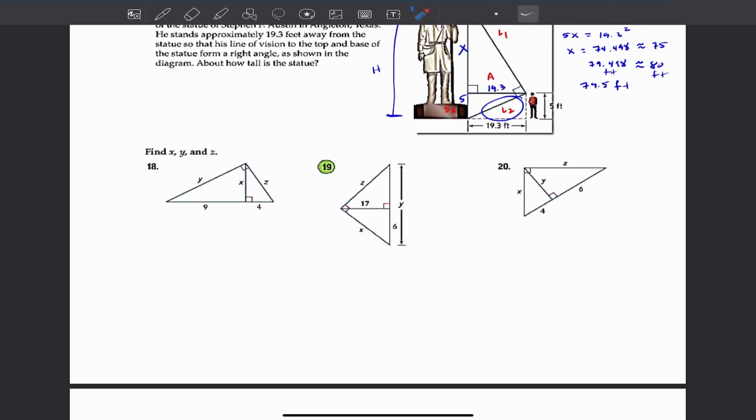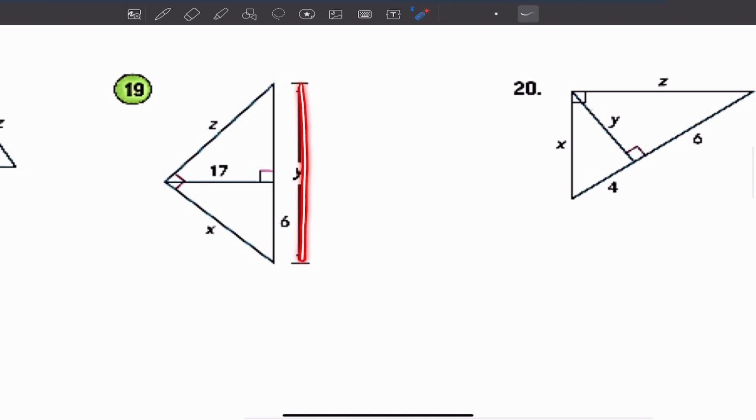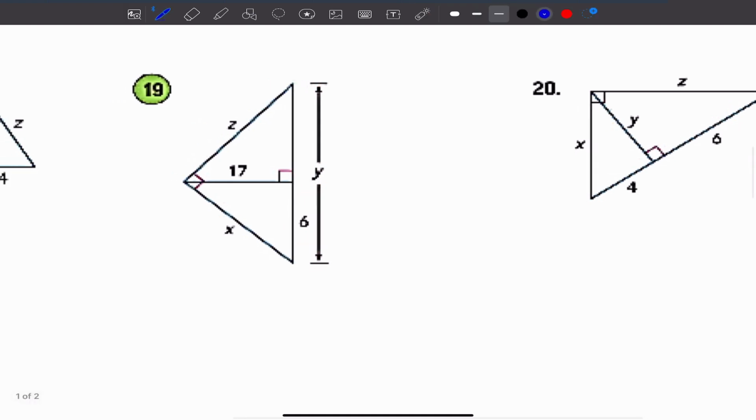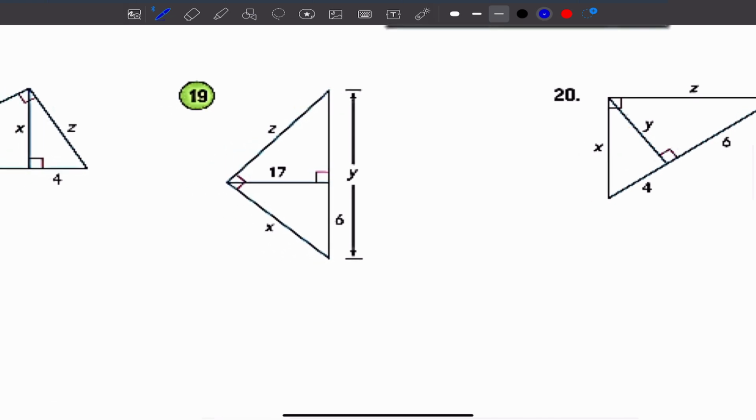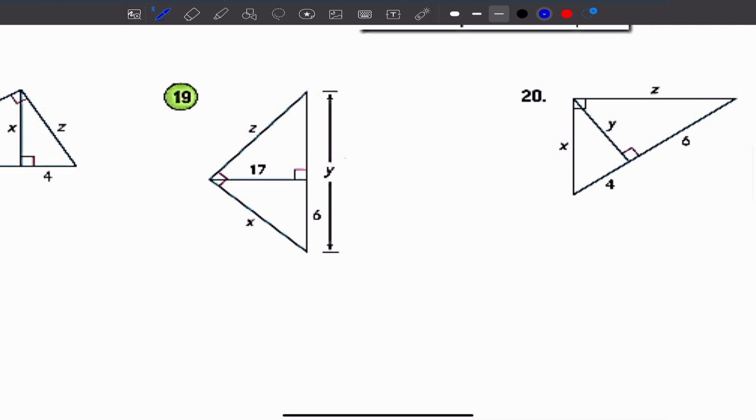Okay, so find x, y, and z. I got a lot of questions about this one because the hypotenuse is just strictly y, and we have this segment here. So the first thing you have to do is number one, label. We know that the hypotenuse is across from the 90-degree angle, so this is the hypotenuse. And then this part plus this part will create the hypotenuse. So segment 1, segment 2, this is leg 1, this is leg 2, and this is the altitude.